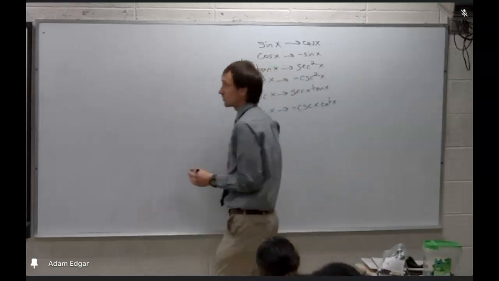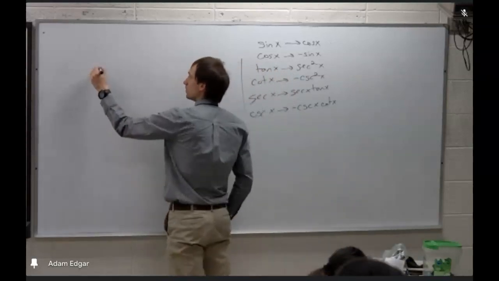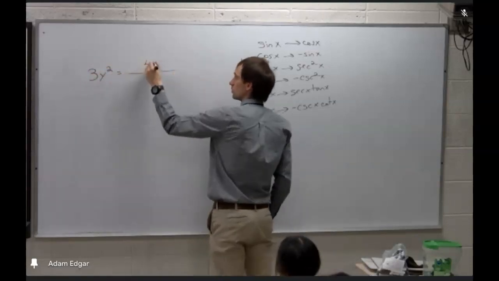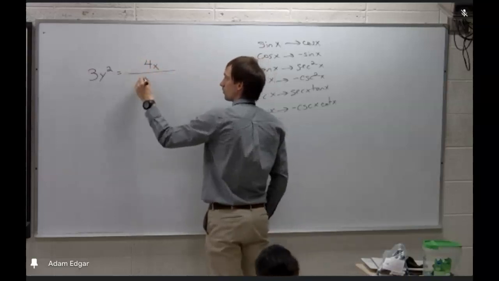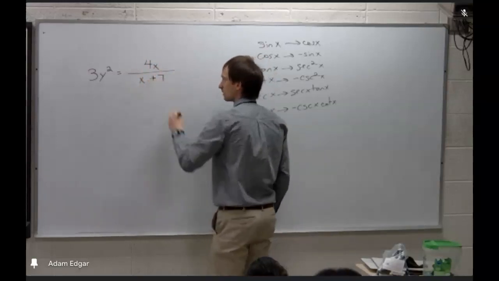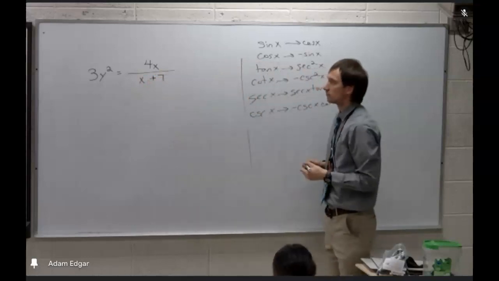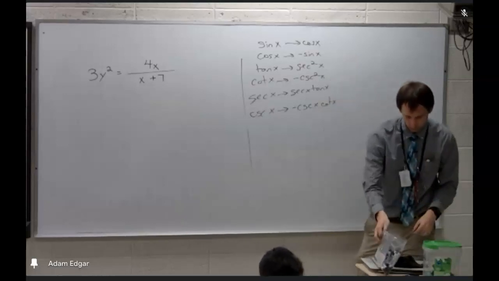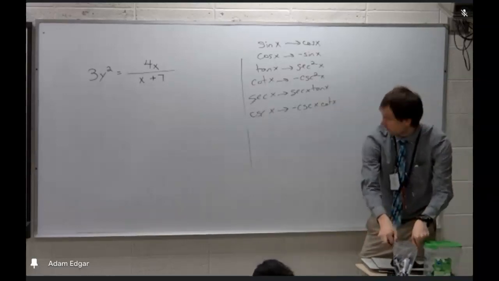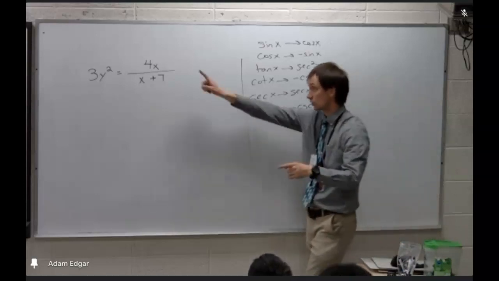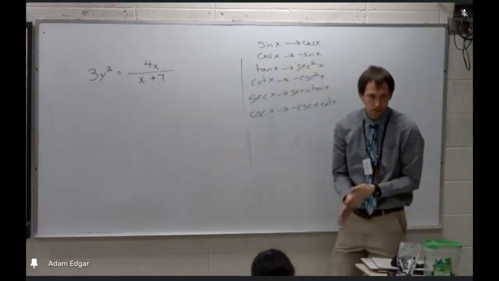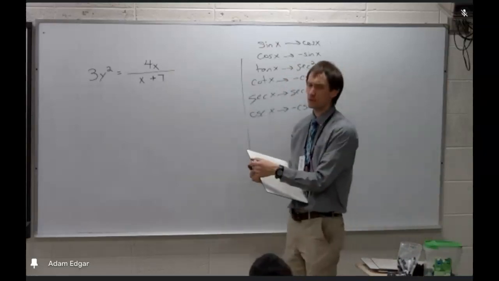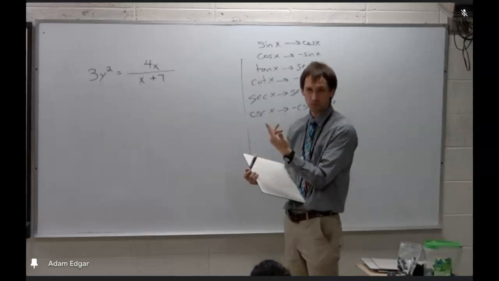So let's say you have 3y squared equals 4x over x plus 7. So what's the difficult thing with this one? Question. I think there was one problem on the homework last night that was in a similar vein.